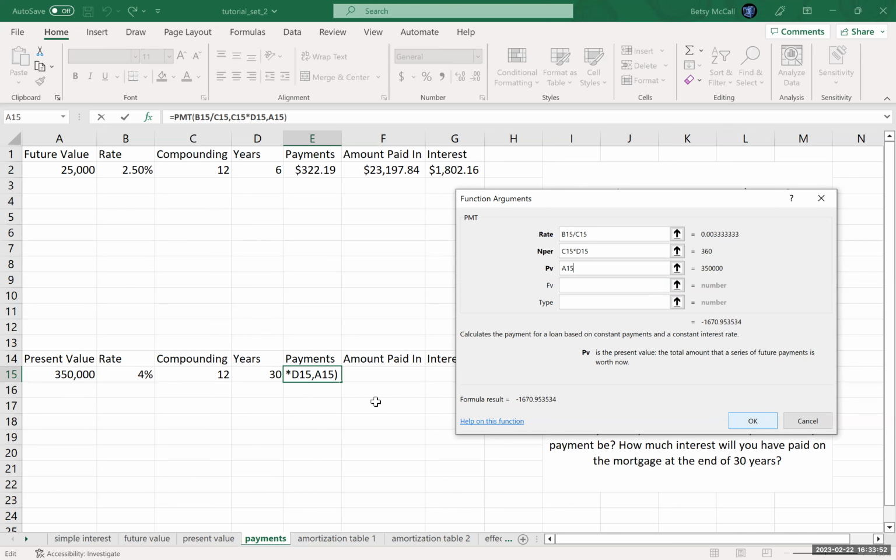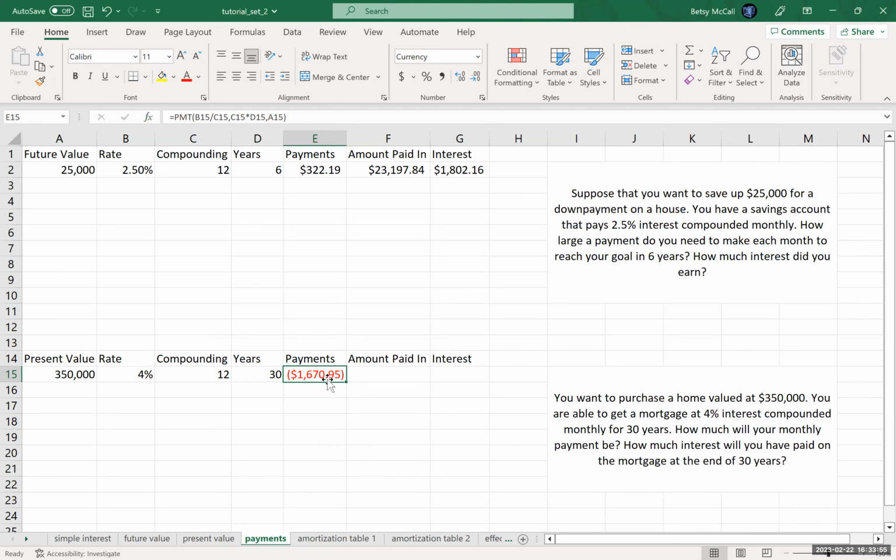And so we hit okay. And again, the value comes out negative. And if I want to fix that, I stick a negative sign in front of my present value. And now my payments will come out positive. So my mortgage payment in this particular circumstance would be $1,670.95.